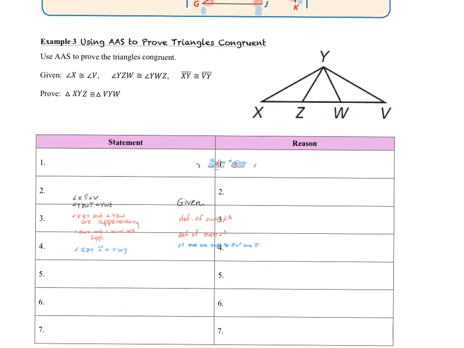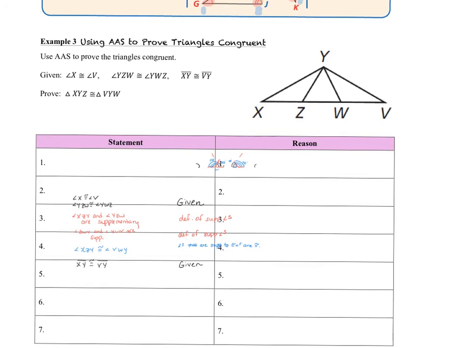Okay, now that I know that, I have two angles that are congruent to each other now. That's a good start. Okay, and I have to go back to my given here, so I ran out of things to think about. So XY is congruent to VY. Let's take a look at that. XY is congruent to VY. And that was given. Okay, that helps a lot now, because now I have two angles and I have a congruent side.